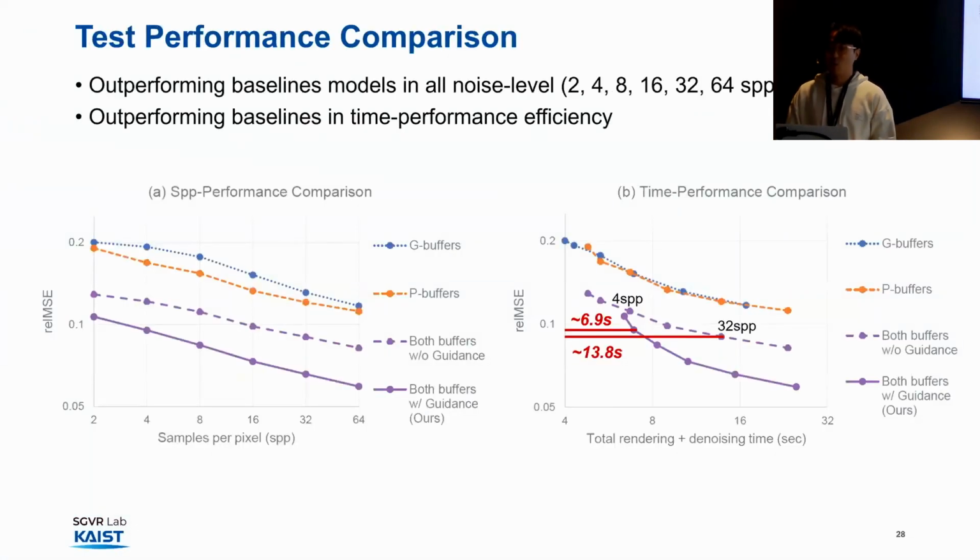We compared our work with the baseline denoiser KPCN using G buffers, P buffers, and both buffers. Our framework outperforms the baseline denoisers in all noise levels from 2 to 64 samples per pixel. Also, our framework outperforms the baseline denoisers in terms of efficiency. We can see that our framework takes half the time to reach similar denoising performance compared to the baseline using both buffers.